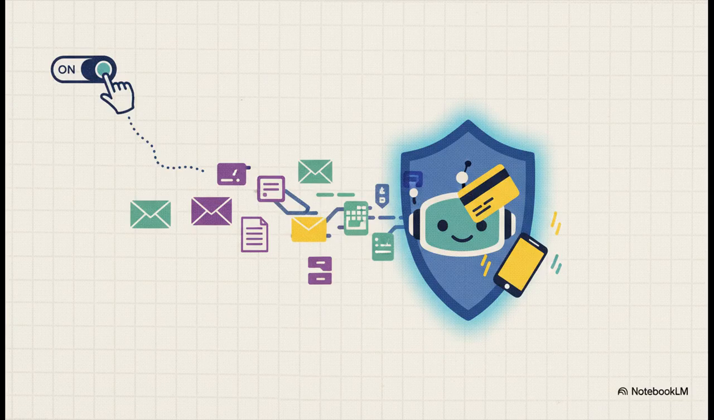Now, I know what you might be thinking. Am I really going to let an AI handle my email? And that's a totally fair question. This is where guardrails come in. With literally one click, you can turn on a feature that stops the agent from ever sharing sensitive info, like phone numbers or credit card details. Safety is baked right in, which is a huge deal.